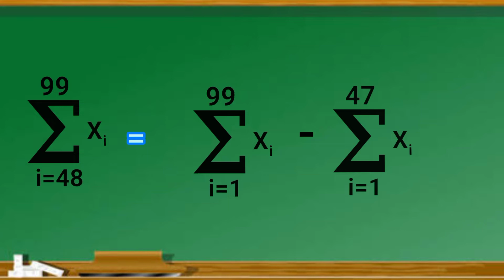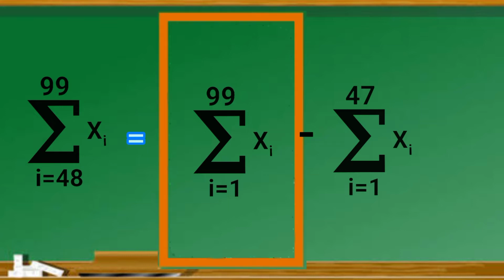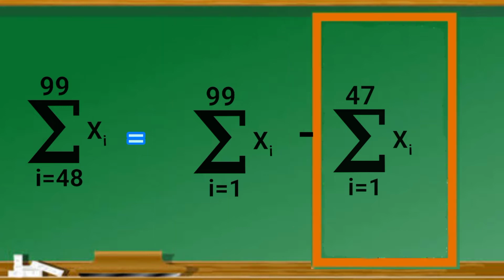Class, kapag gagamit tayo ng formula, kailangan yung lower limit natin is 1. So, ang nangyari class, dito sa ating first sigma notation, yung lower limit niya is naging 1 at yung upper limit naman niya is dati lang. At dito naman sa ating second summation notation, yung lower limit niya is nag-umpisa sa 1 at yung upper limit niya is 47. So, bakit nga ba 47? Galing siya class doon sa ating original na given which is 48, binawasan natin ng 1. So, 48 minus 1, we have 47 dito sa pangalawa nating sigma notation.